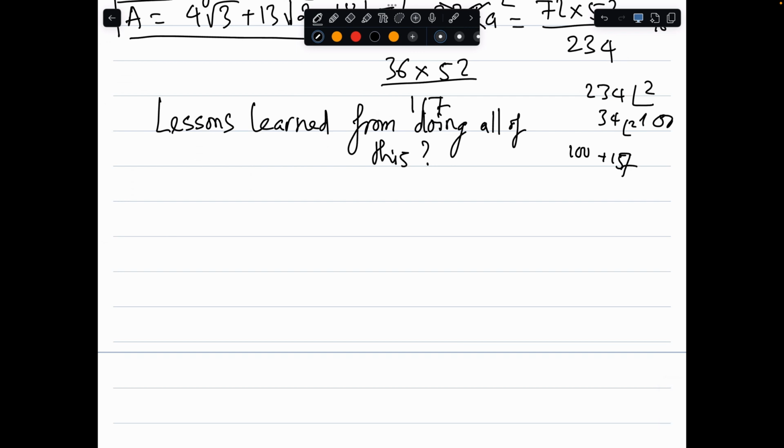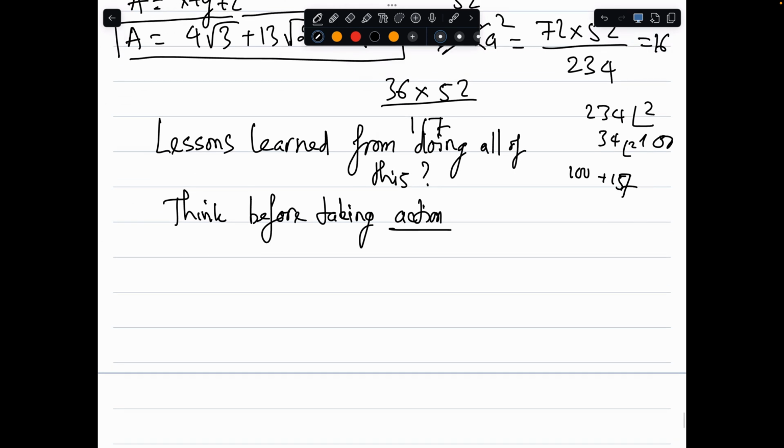Okay, so what you learn is that you have to think before taking action. Action is good, but action without a plan is a nightmare. So you have to think before taking action. The thinking here is that they want us to evaluate this complicated square root without a computer. So this guy has to be something square.